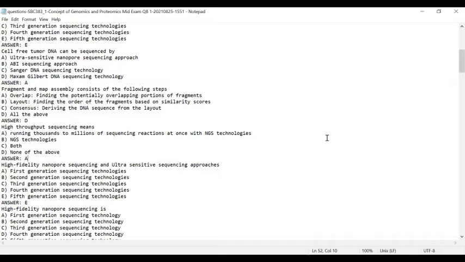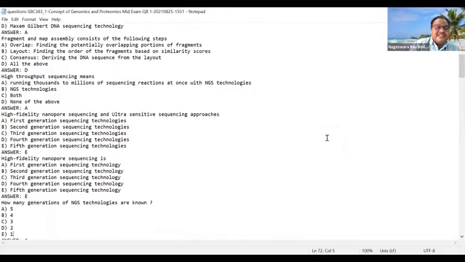You asked high throughput sequencing means, right? No. High fidelity nanopore sequencing and ultra sensitive sequencing approaches. Okay, sir, it's fifth, sir. Fifth generation sequencing technologies. Yes. The next question is also the same. High fidelity nanopore sequencing is fifth generation technology.